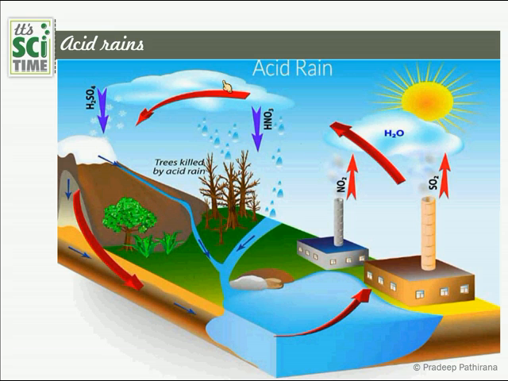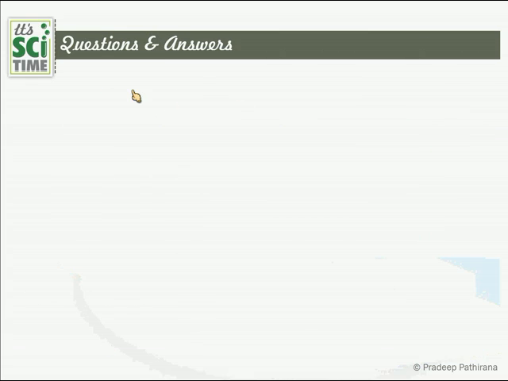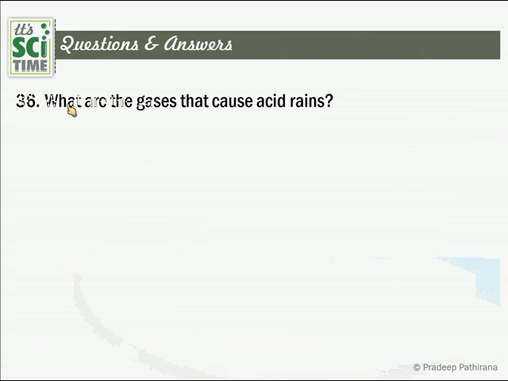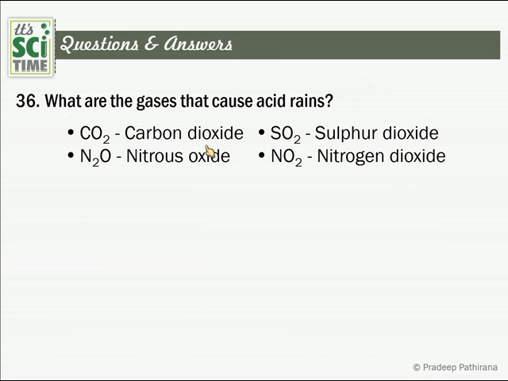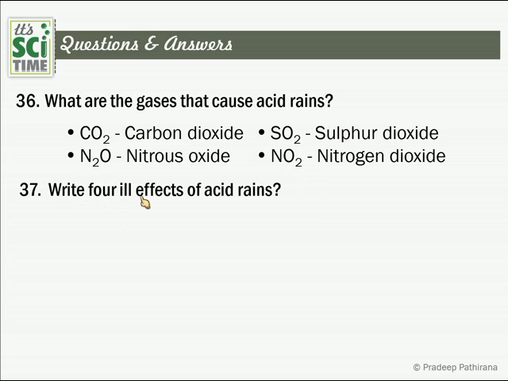It is not good. Therefore there are many harmful effects of acid rains. Questions and answers. 36. What are the gases that cause acid rains? Carbon dioxide, sulfur dioxide, nitrous oxide, nitrogen dioxide. Mainly these two we discussed. And write 4 ill effects of acid rains.